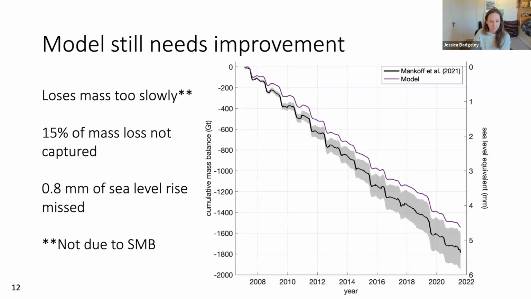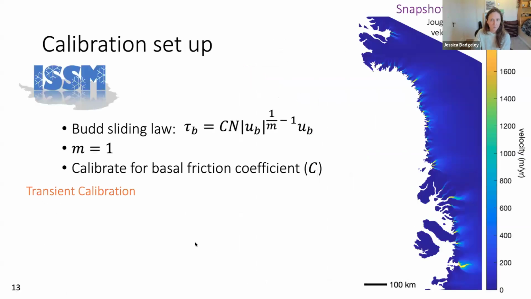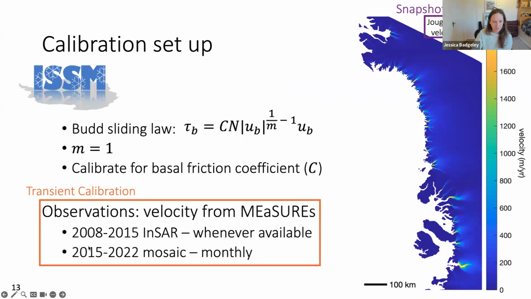And so we are going to move from using the snapshot inversion with just data from one point in time at the start of our simulation to transient calibration, where we use a whole time series of observations for this region that cover it spatially. And just to reiterate, calibrating for the basal friction coefficient in the sliding law.